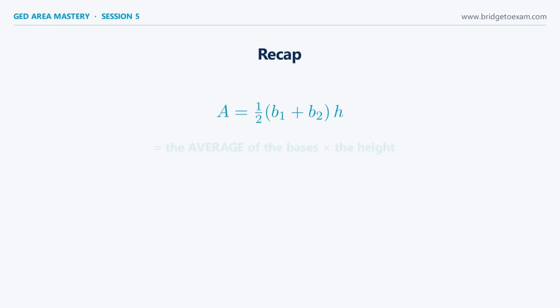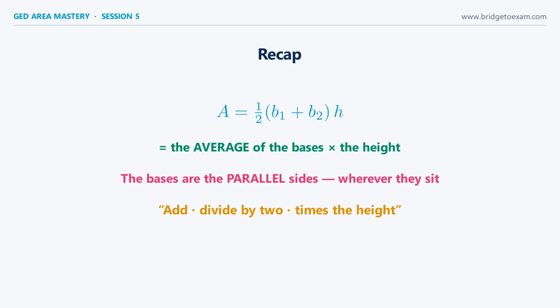Let's recap. A trapezoid's area is 1/2 the sum of B1 plus B2 times h, because 2 copies make a parallelogram with base B1 plus B2. That's the average of the bases times the height. The bases are the parallel sides wherever they sit, and the script never fails. Add, divide by 2, times the height.